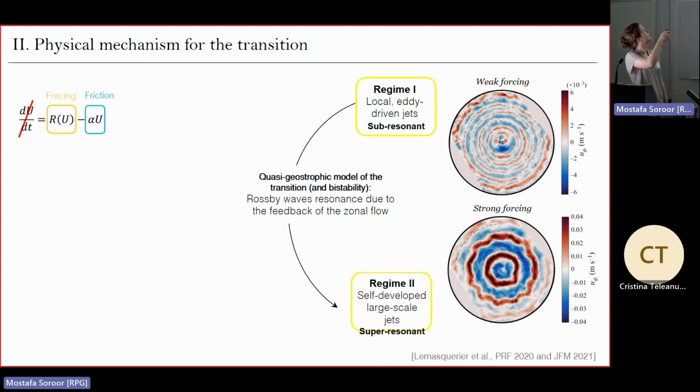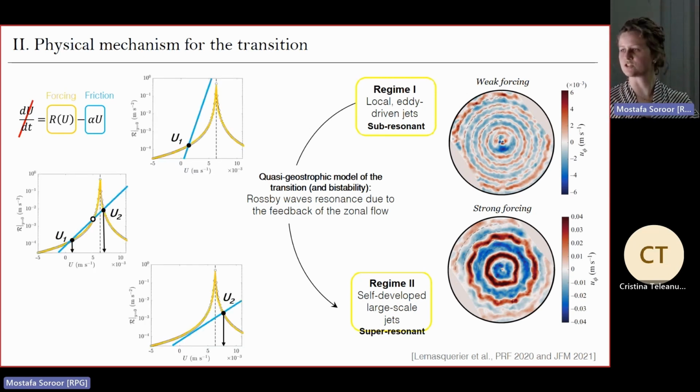Now we can go back to the dynamical system. I'm going to search for the stationary solutions to this system, obtained when the forcing equilibrates this linear friction. And so I naturally will have 3 possible cases. So this is my friction, this is my forcing. I can be in a case where I have only a sub-resonant solution if the friction is high or if the forcing is low. And this would correspond to the first regime.